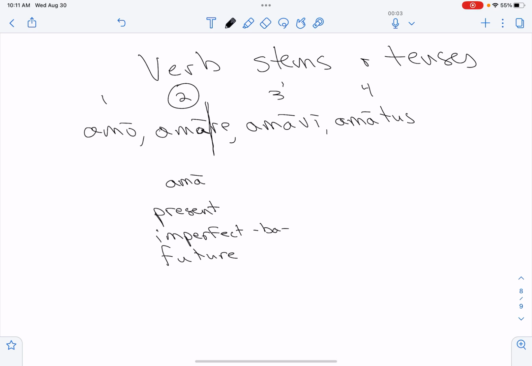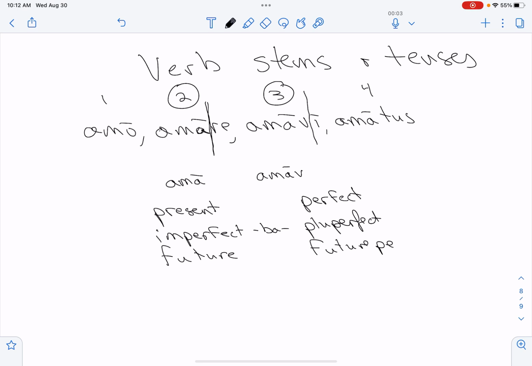From the third principal part, you form what's called the perfect stem, and you take the I off of the third principal part. So the perfect stem, in this case, is amav. The V is pronounced like a W, but amav, if you're thinking about spelling. And from that stem, you're going to create the perfect, the pluperfect, and the future perfect. My understanding is that right now the focus is for you to be familiar with the present, the imperfect, and the perfect.